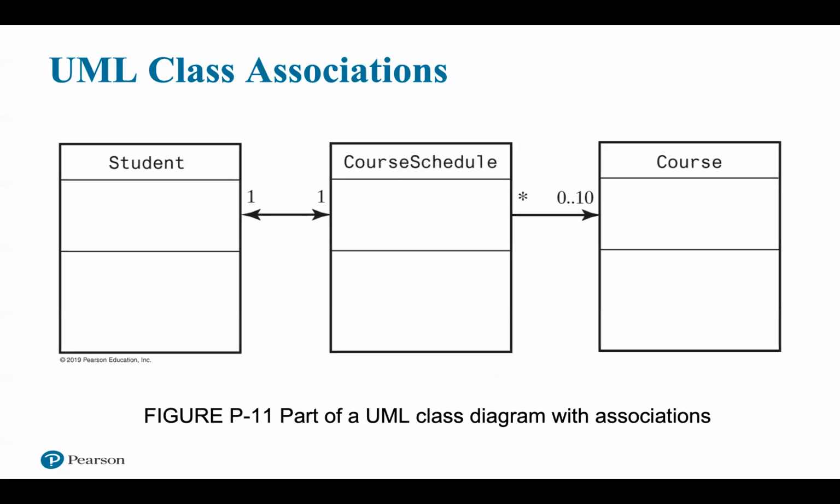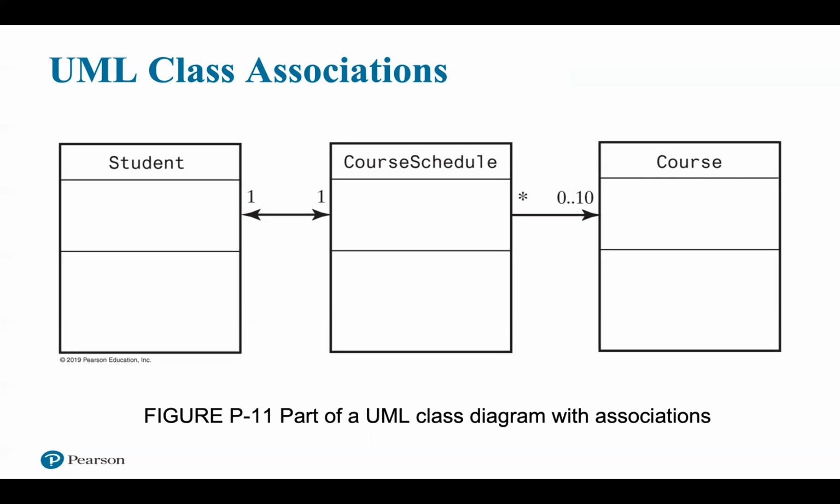An association is a relationship between two objects of different classes. Basically, an association is what a CRC card calls a collaboration. For example, relationships exist among the classes Student, CourseSchedule, and Course. Here we're showing the UML picture and the relationships associated with that. The arrow between the classes CourseSchedule and Course indicates a relationship between objects of the class CourseSchedule and objects of the class Course.